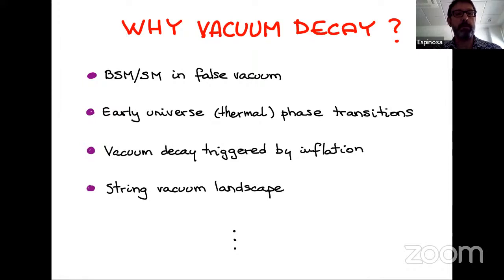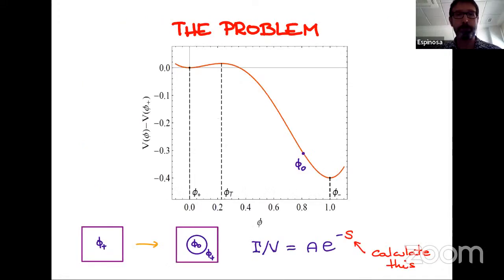Then, as we heard in the previous talk, vacuum decay can also happen thermally by phase transitions in the early universe, and then you worry about this process too. It can also decay in the early universe during inflation, where the field can be kicked over the barrier by inflation. And then finally, if you worry about the vacuum landscape in string theory, then this process is crucial to be able to explain how these vacua are populated.